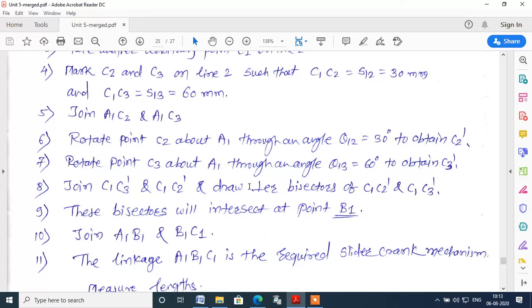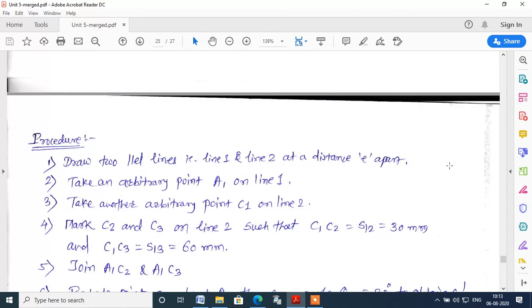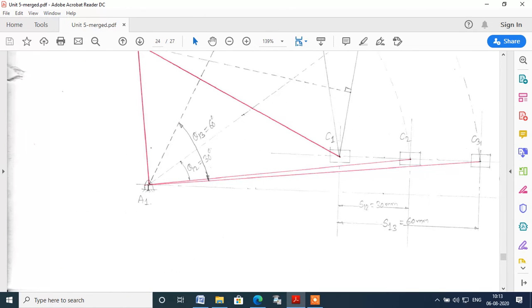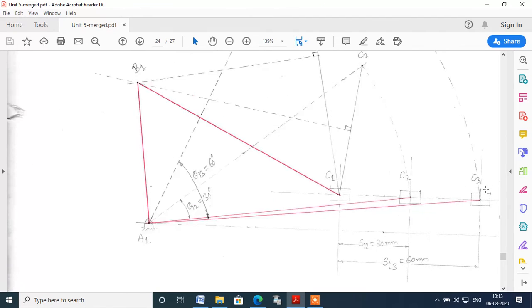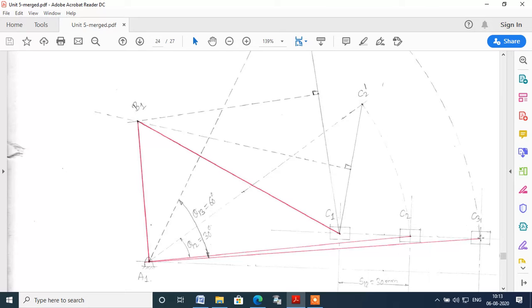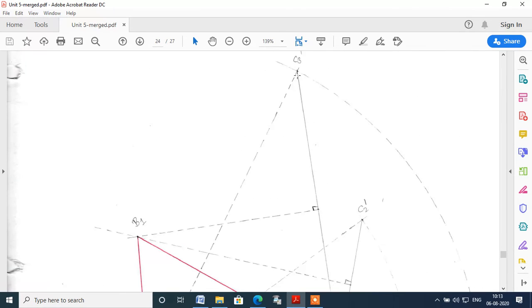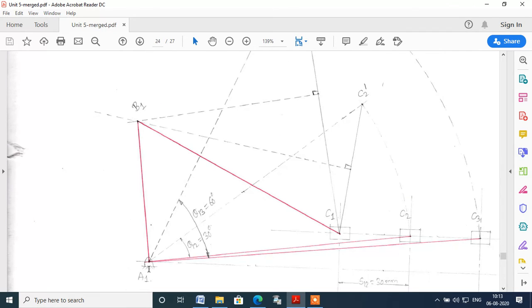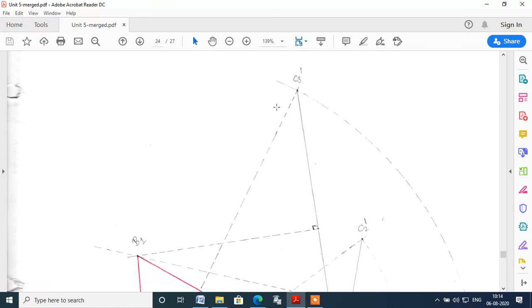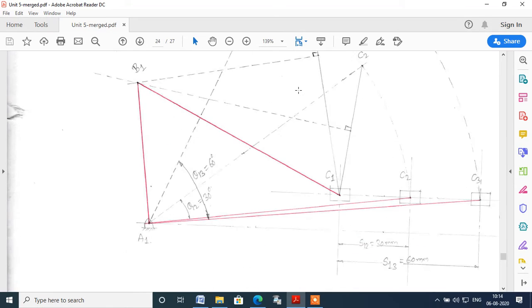Next, rotate point C3 about A1 through an angle theta 13, that is equal to 60 degree, to obtain C3 dash. Here again take distance A1 C3 in the compass with A1 as a center. Draw a dotted arc from point C3. Now I have drawn like this, correct? Then with reference to line A1 C3, take an angle theta 13, equal to 60 degree, and draw a line at an angle of 60 degree. This line and this arc meet somewhere, mark that point as C3 dash.